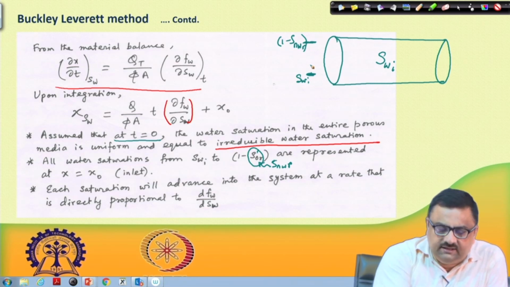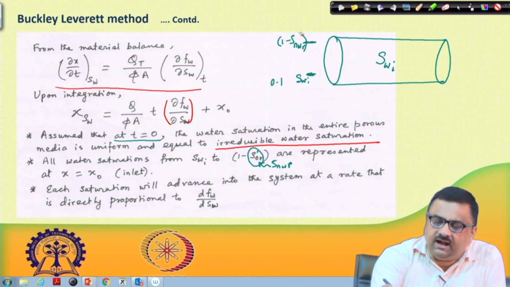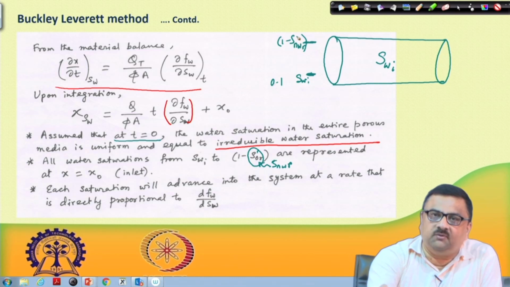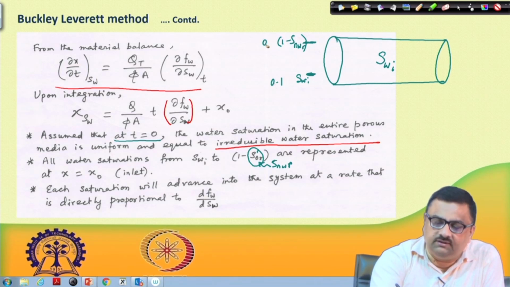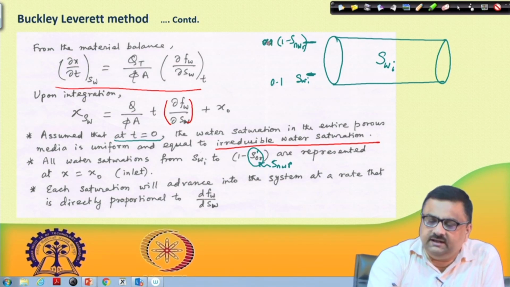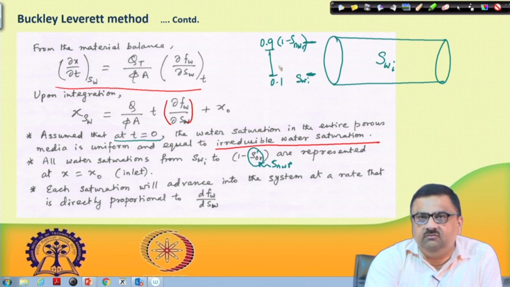So, what they are saying is that I can put some numbers: I can put SWI as 0.1, let us say, and SNWR as once again 0.1. It is generally 0.2, 0.25 like this, but let us assume 0.1 there and 0.1 there. So, 1 minus SNWR would be 0.9. Within this range the SW can vary.